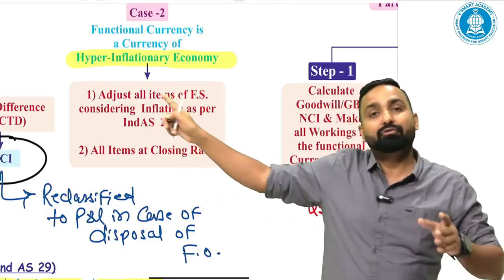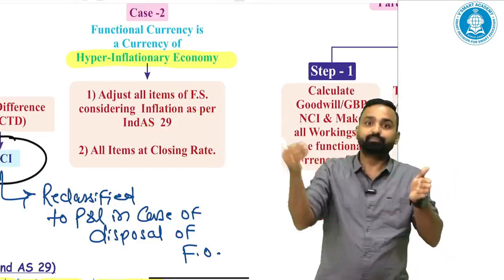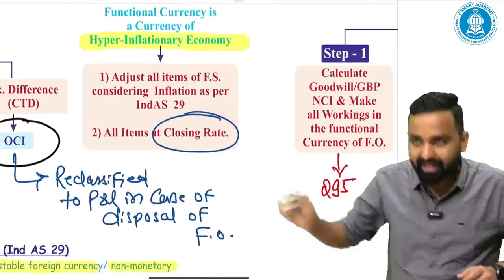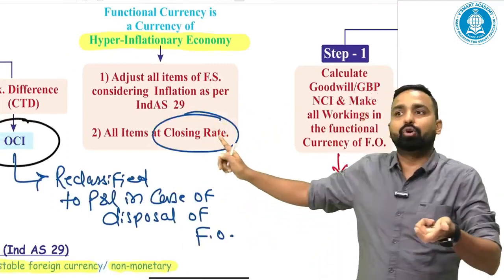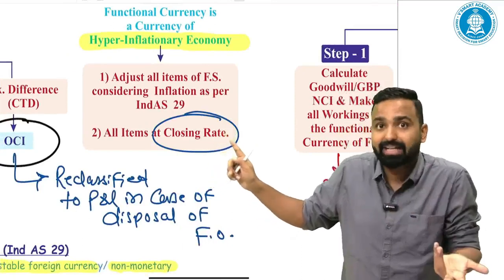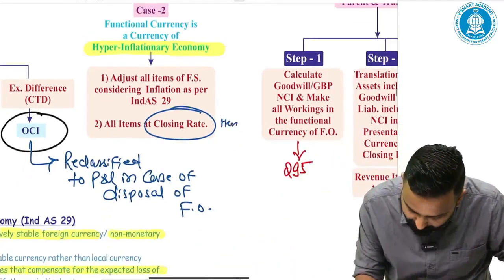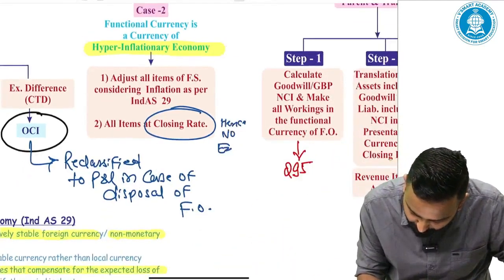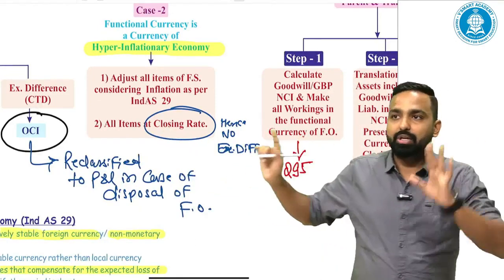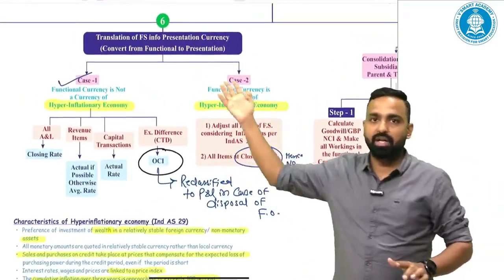So convert our financial statements as per the inflation, applying the inflation effect on our financial statements first. And then apply closing rate on all the items. Now, if you apply closing rate on all the items, there will be no exchange difference. So no exchange difference will be there. Are you getting my point? So this is not important. Now I hope you got the understanding of this one.